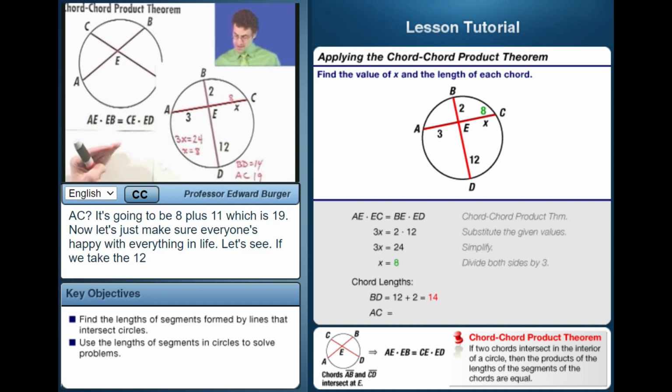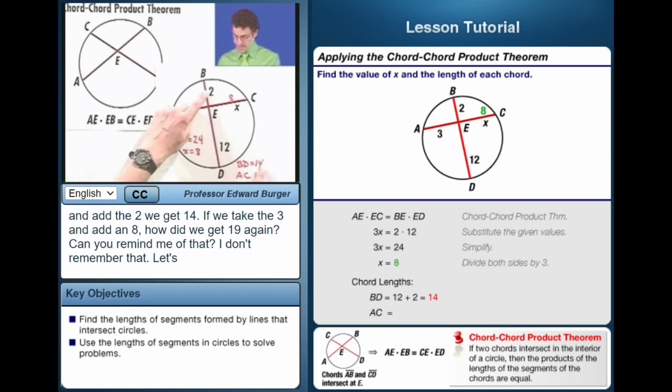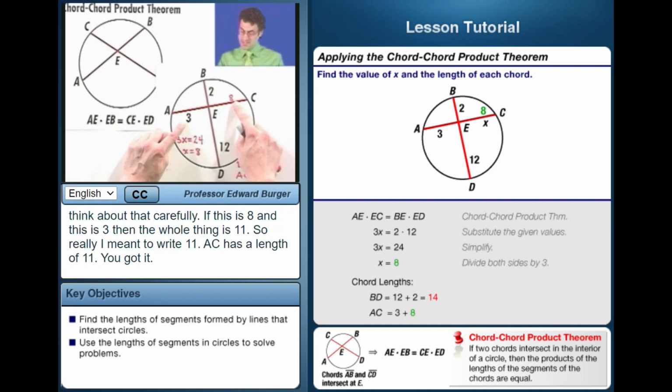Now let's just make sure everyone's happy with everything in life. If we take the 12 and add the 2, we get a 14. If we take a 3 and add 8, how do we get 19 again? Can you remind me of that? I don't actually remember that. So let's think about that carefully.